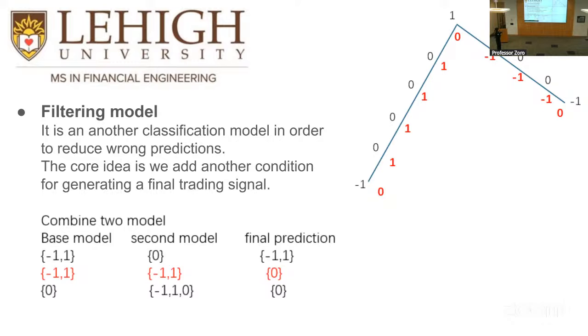Our idea is to design another set of labels so that we can build another classification model. I can give you an intuition of this model and its outcome. If the base model tells us that at this time point it should be a peak or valley, the second model can tell us whether it is really a peak or valley. If it says it is not a peak or valley, then we can cancel the base model prediction. We won't trade based on the base model prediction at that time.